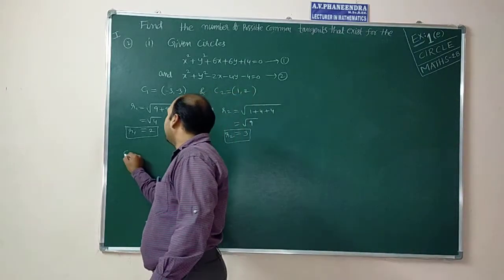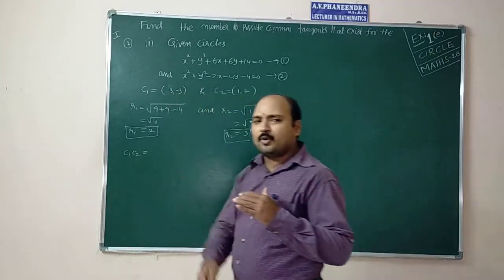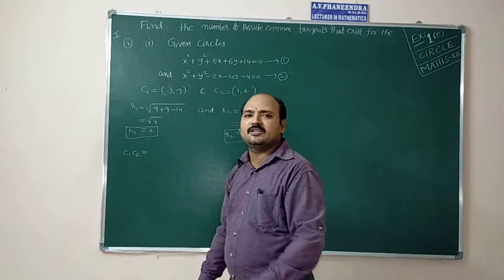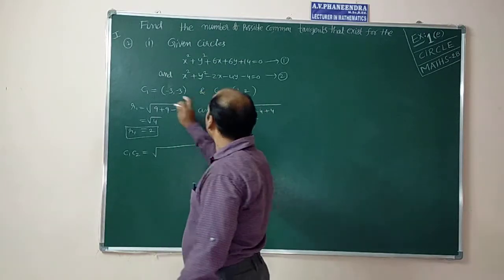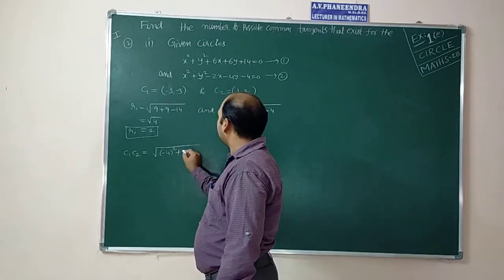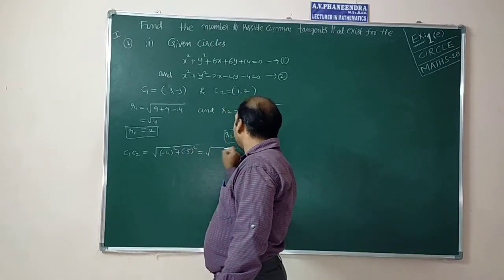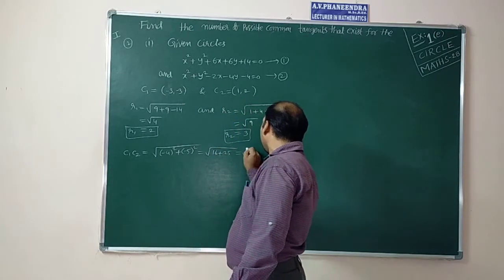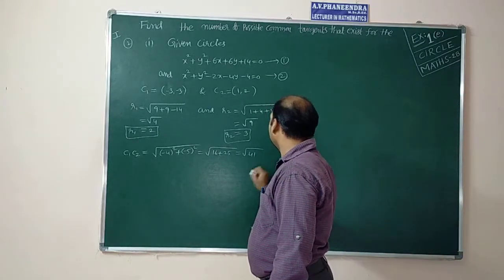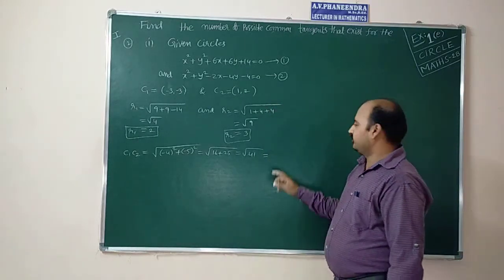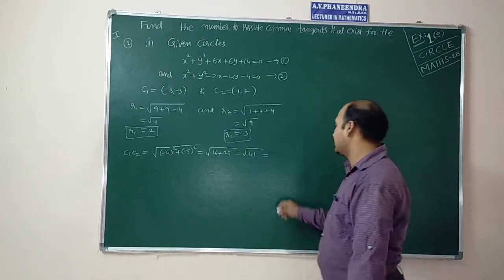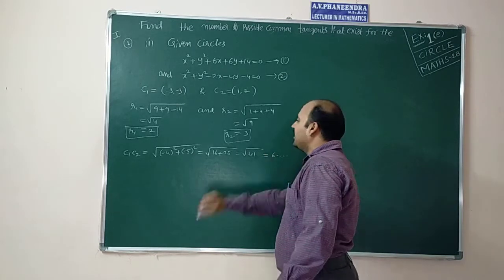Now calculate C1C2. First you have to approach the relative position of the two circles, then only will we decide how many possible common tangents there will be. So C1C2 equal to square root of (-3 minus 1) whole square, so (-4) whole square, plus (-3 minus 2), which is (-5) whole square, which is equal to 16 plus 25, which is equal to root 41. Root 41 is less than root 49 and greater than root 36, so it will be 6 point something.